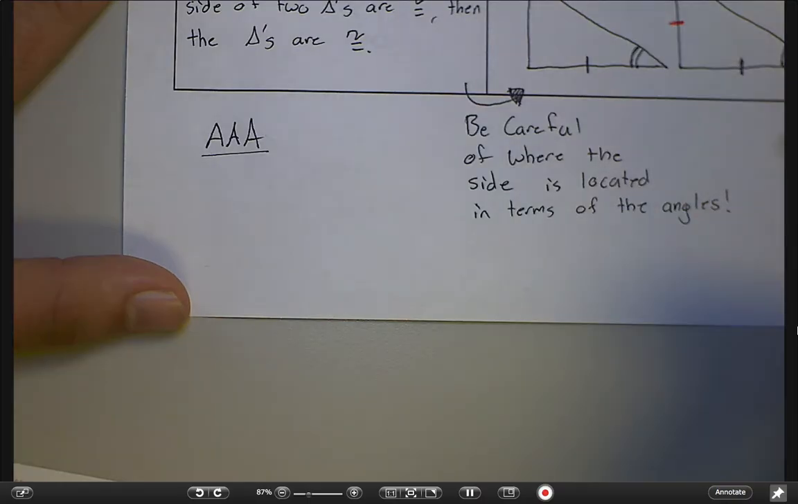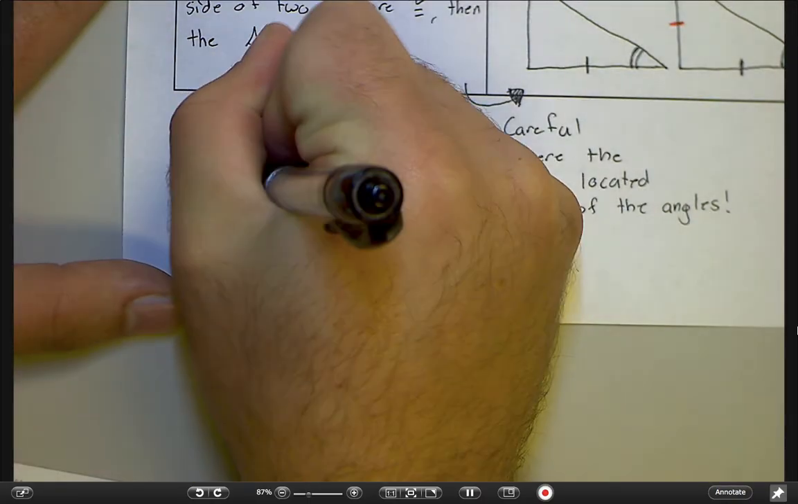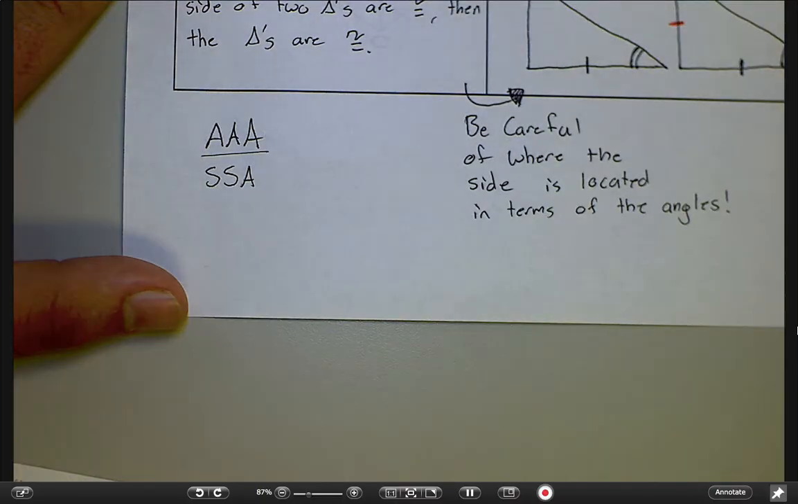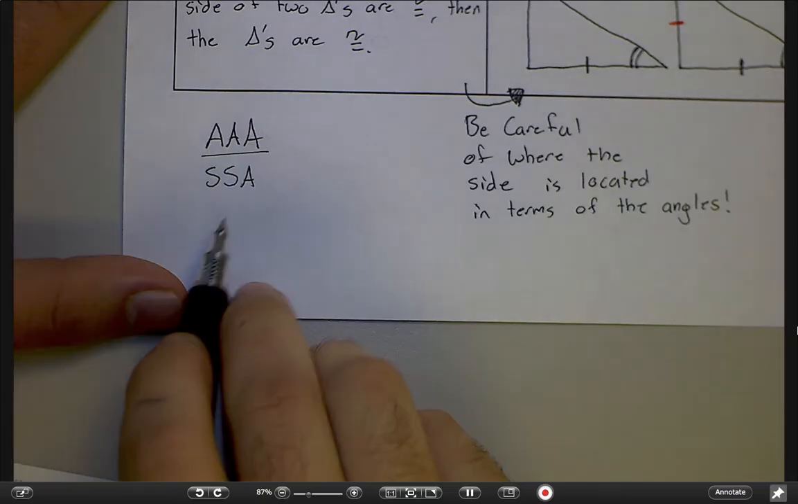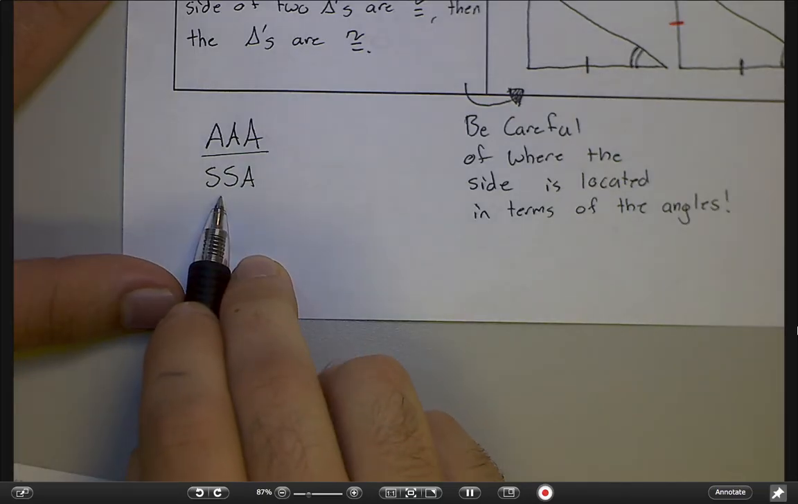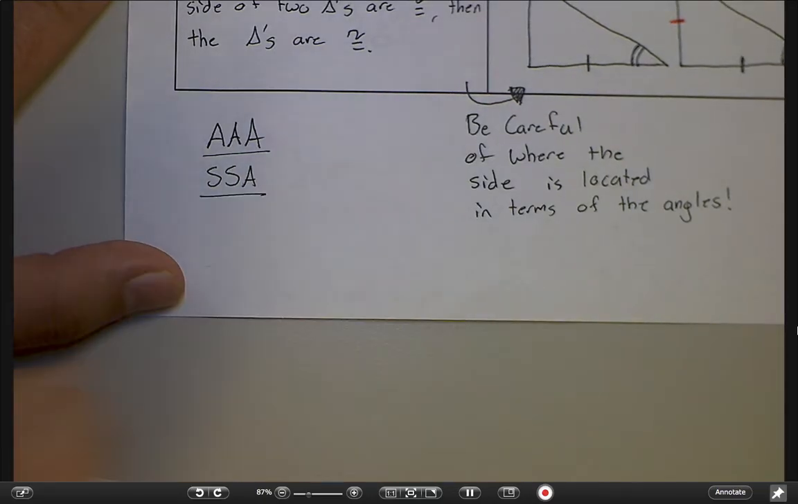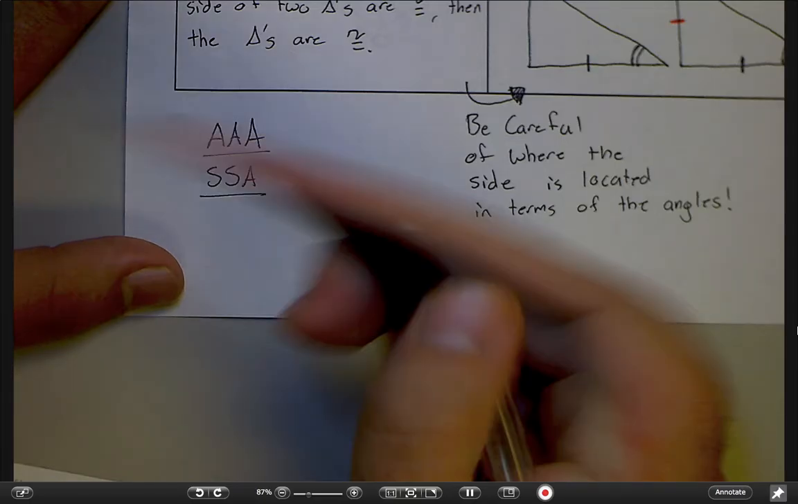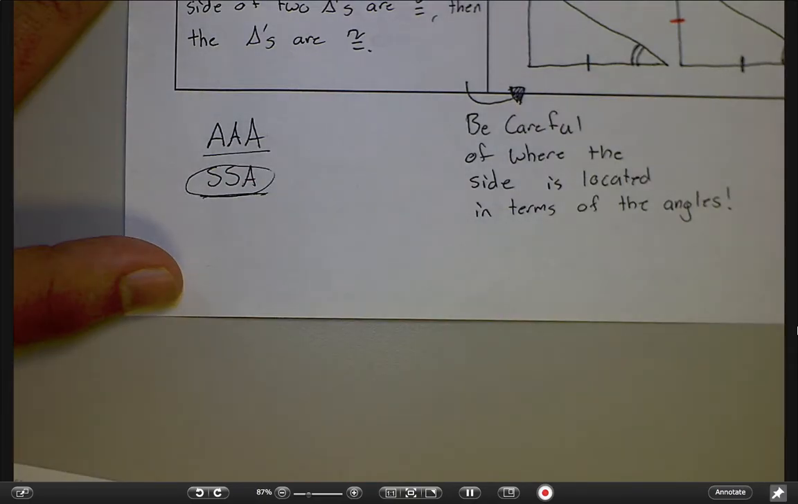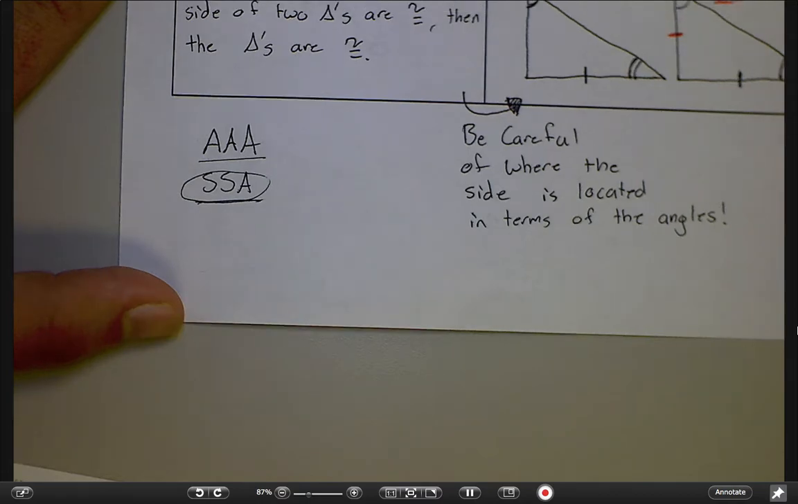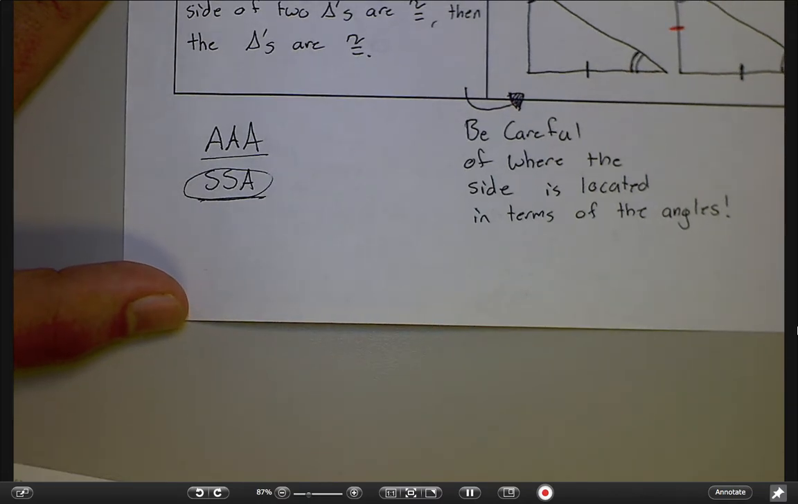Okay? The other one that we don't like is side-side angle. This is one we're going to talk about more towards the end of this chapter. There is a way to make this theorem work, but in general it does not. So side-side angle is no good. The way we can always remember that this one doesn't work is if you flip it around from the way I wrote it, you get a bad word. And as of now, we cannot have bad words in math.